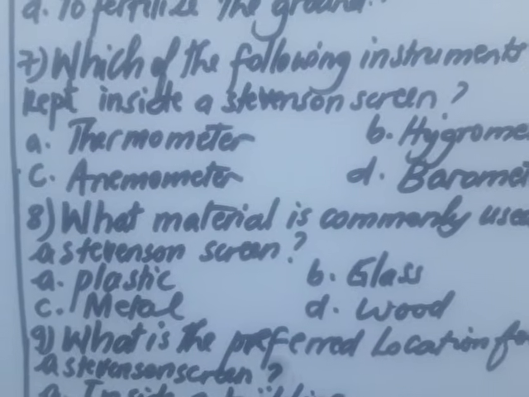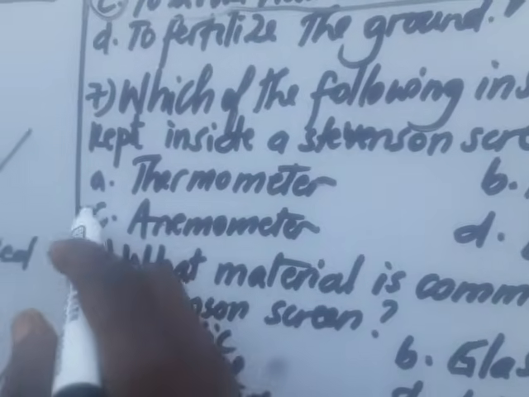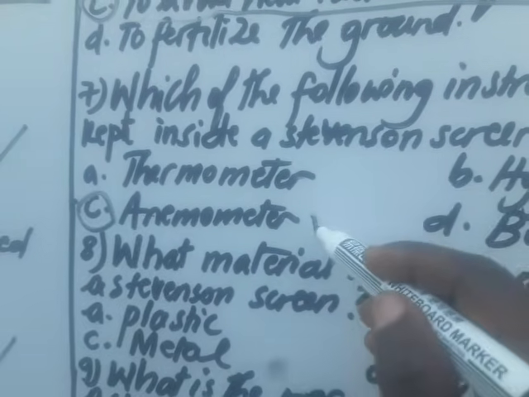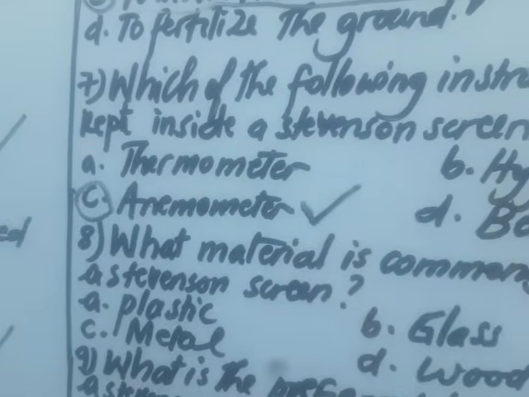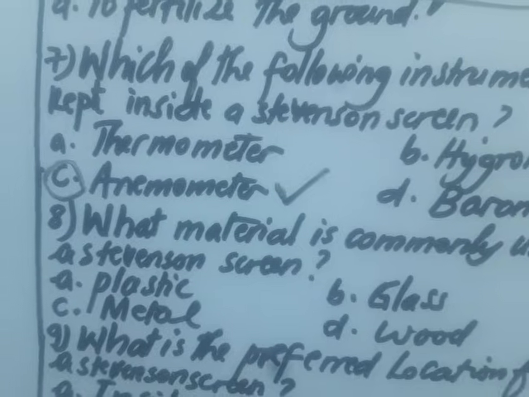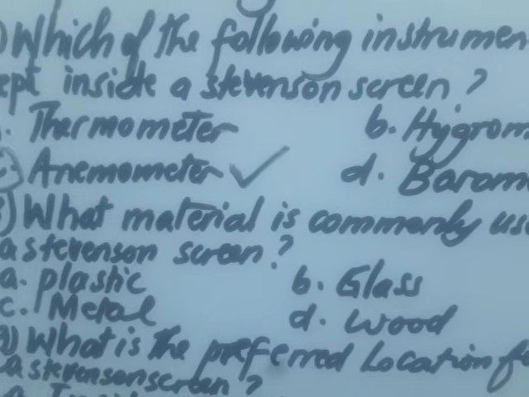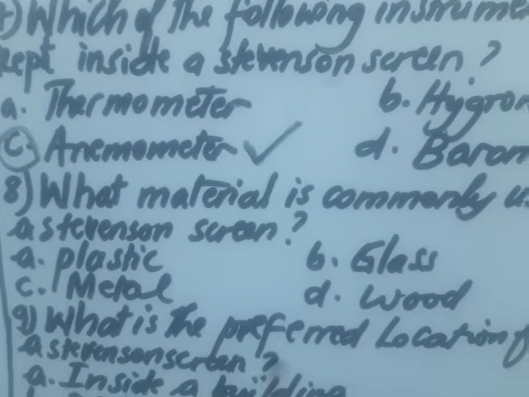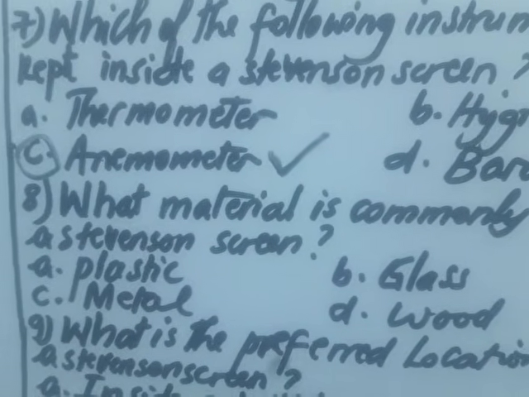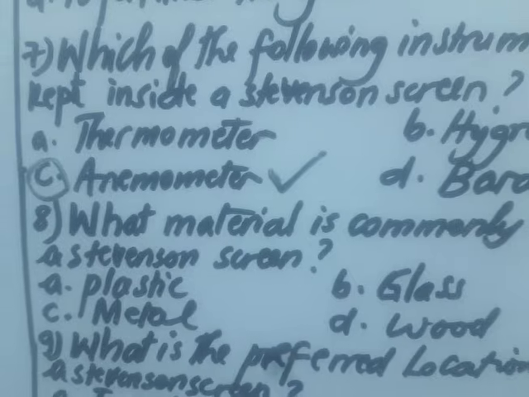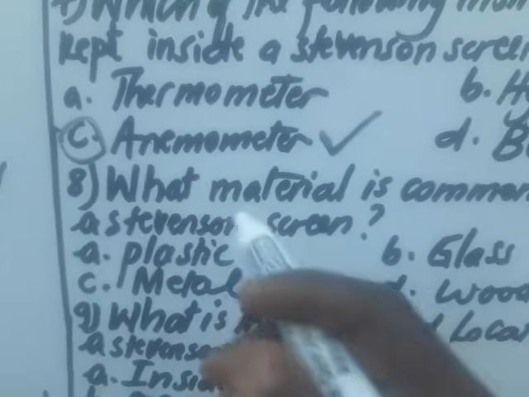So the correct answer is C, because the anemometer is not kept in a Stevenson screen. And remember that an anemometer is used to measure the speed of wind. You cannot measure the speed of wind inside a Stevenson screen, where the wind is not reaching effectively. The correct answer is C, anemometer.